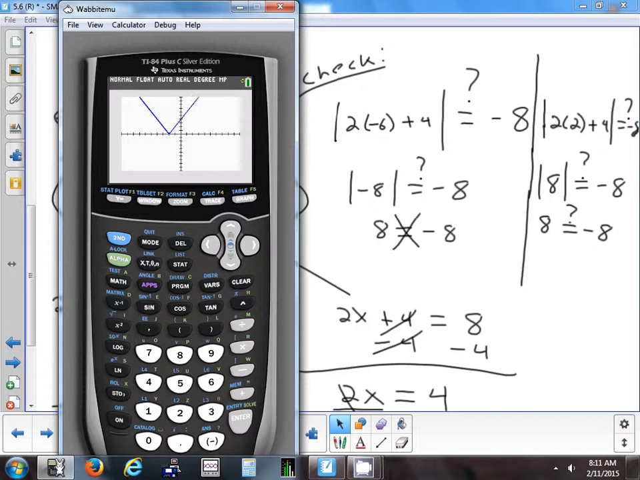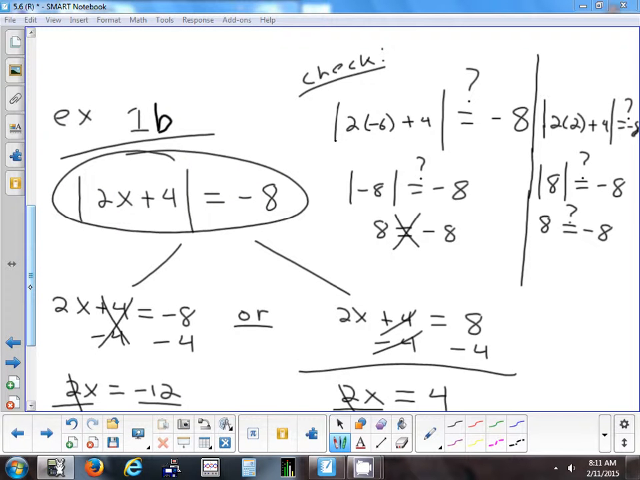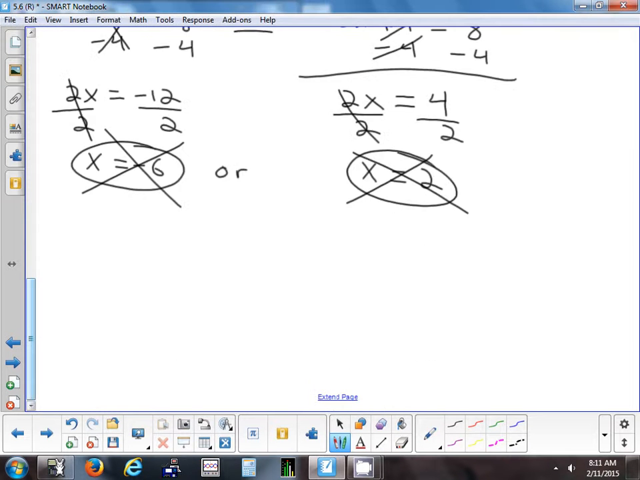So there's our absolute value. There's negative 8. Where does that V-shaped graph and horizontal line cross? The answer is they don't. It's not possible to ever take the absolute value of something on the left and have it come out to a negative number on the right. That's not possible. So what we had here was a problem with no solution.